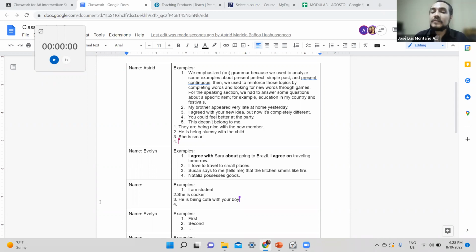And again, why did you decide to use the action form in the first two sentences, Astrid? They are being nice and he is being clumsy. It is correct and it is great. But why? I just want to hear the explanation. Because I feel more comfortable maybe with this topic. All right, but how can you explain when you say they are being nice?